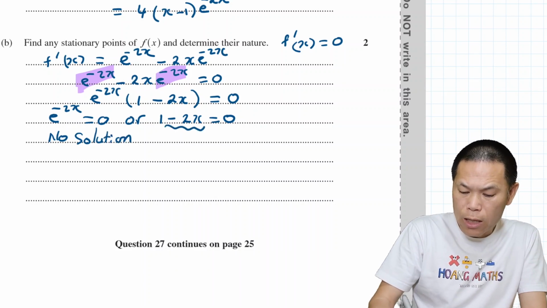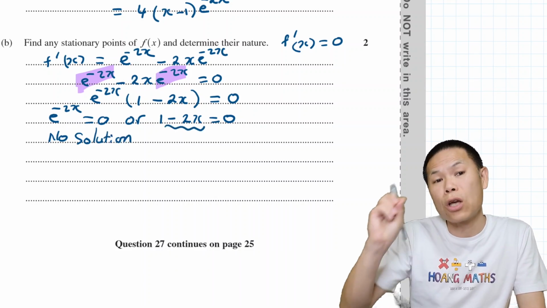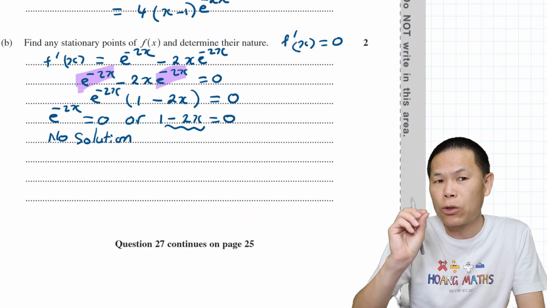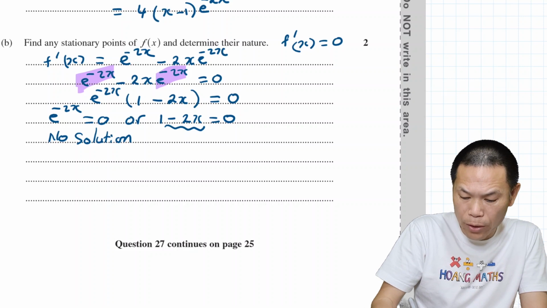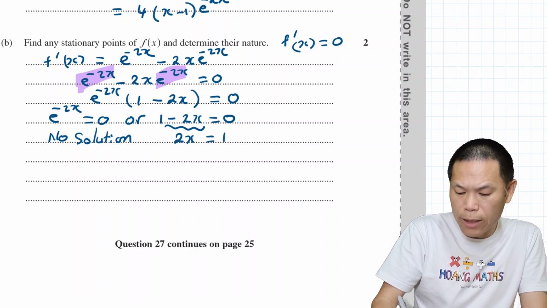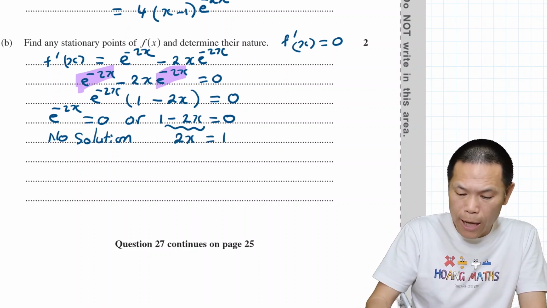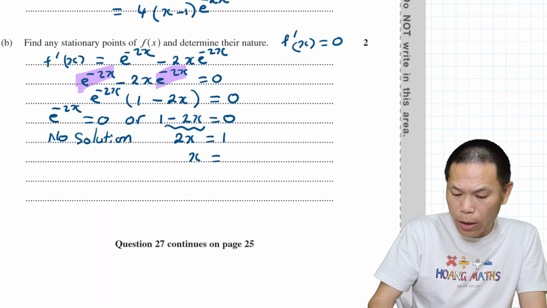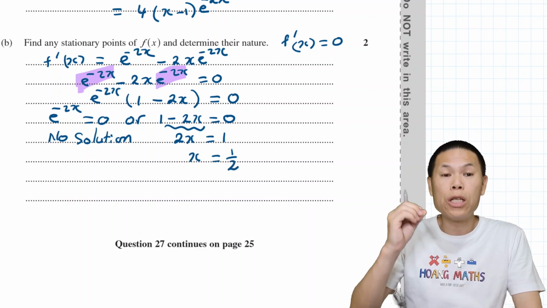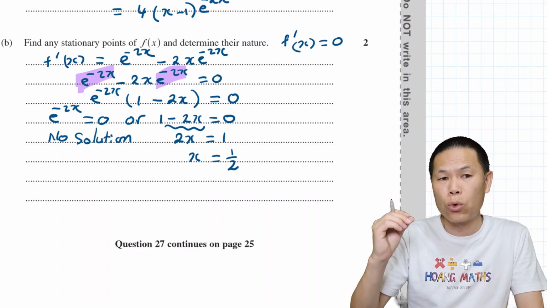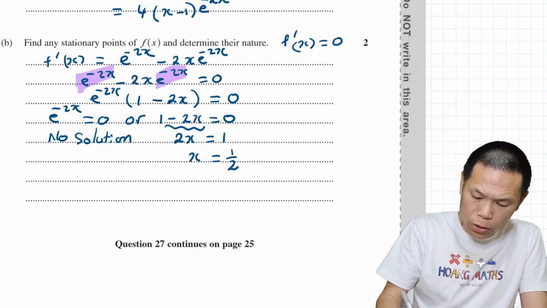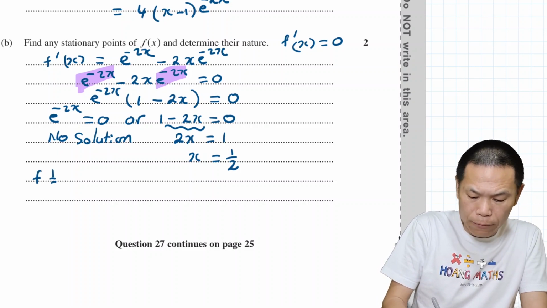And this one here, we can just move the negative 2x to this side, so 1 is equal to 2x. I can also write 2x equal to 1. So 2x is equal to 1, and I divide by 2 on both sides. So x is 1 over 2. Now we need to find the y value because it's a stationary point, so we need an x coordinate and a y coordinate. So now what I do, I just go f of a half.